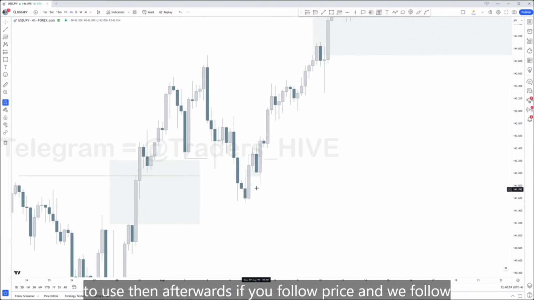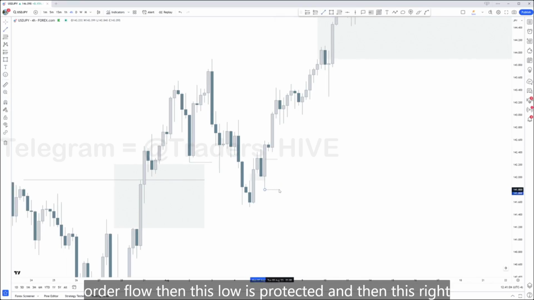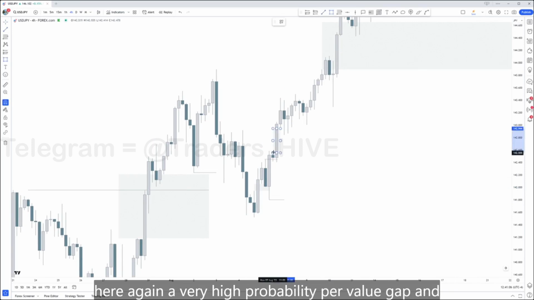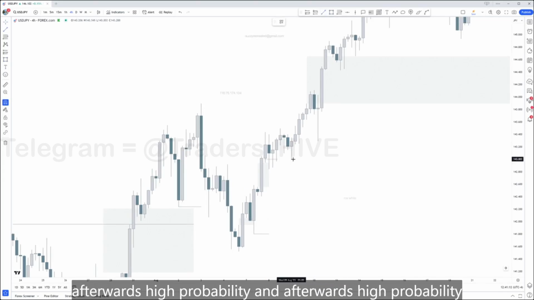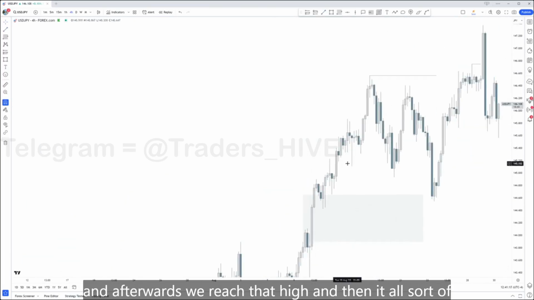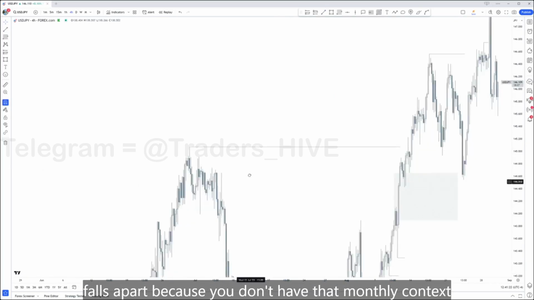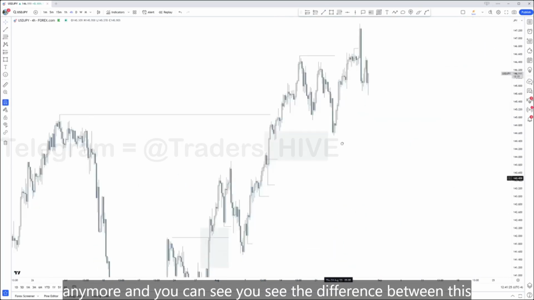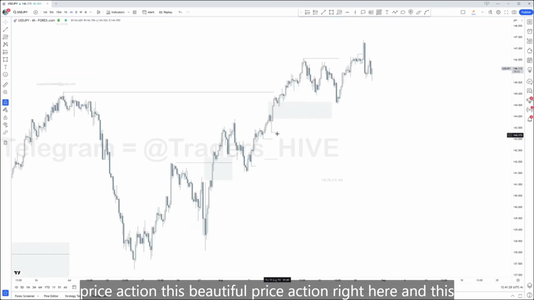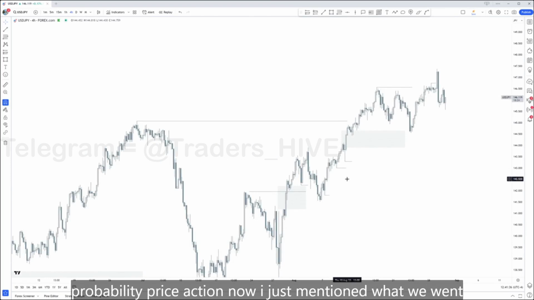Then afterwards, if we follow price and we follow order flow, then this low is protected. And then this right here, again, a very high probability fair value gap. And afterwards, high probability. And afterwards, we reach that high. And then it all sort of falls apart because you don't have that monthly context anymore. And you can see the difference between this price action, this beautiful price action right here, and this price action. This is so beautiful. And this is exactly high probability price action.